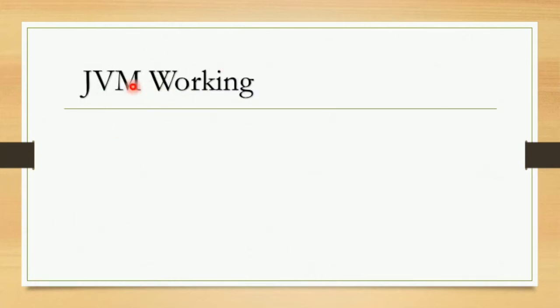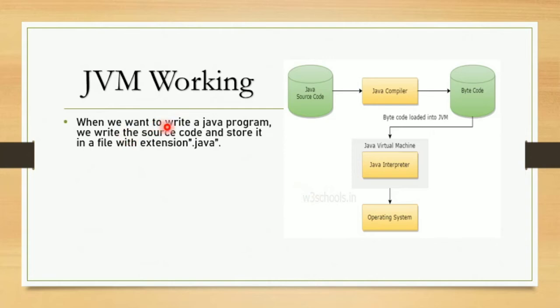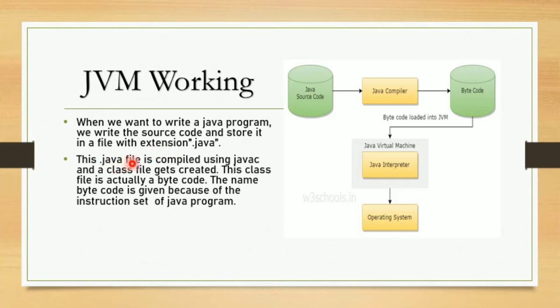So guys, the JVM working, the Java virtual machine working. This is the diagram of the Java virtual machine. When we want to write a Java program, we write the source code and store it in a file with the extension .java. So if you want to save a Java program, we use the .java extension. This .java file is compiled using the javac compiler, and a class file gets created.